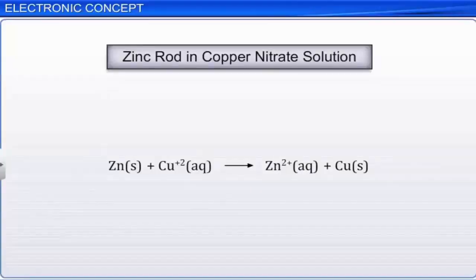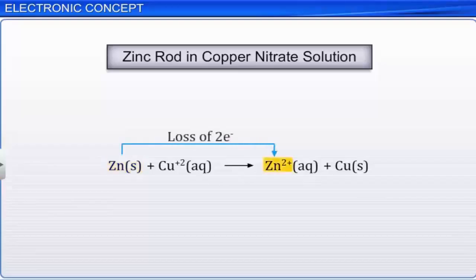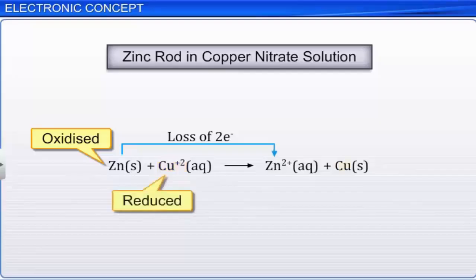Let's look at the chemical equation to understand what happened. In the reaction, zinc lost electrons to form Zn2+ ions. Therefore, zinc was oxidized. Simultaneously, Cu2+ ion was reduced to metallic copper as it gained electrons from zinc. Thus, we can conclude that zinc releases electrons to copper.